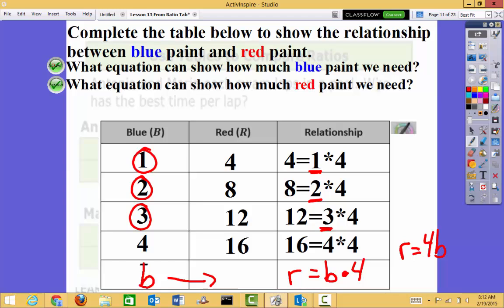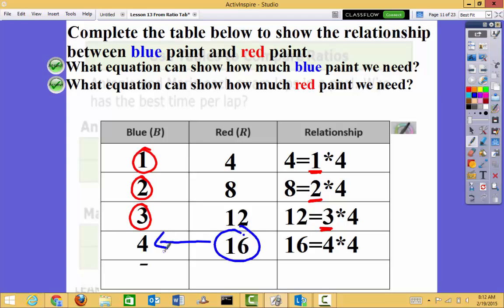Oops, I was getting a little ahead of myself. And my red equation is going to be what? My red equation is asking me, how do I get from here to here? Well, I should notice it's the exact opposite. Instead of multiplying by 4, what am I doing? I'm dividing by 4.